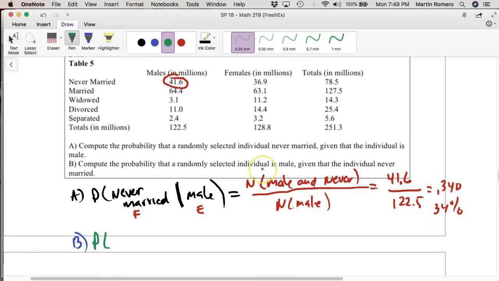Okay. B, what's the probability that the individual's male, given that they never married? So it sounds very similar to the first one, but they're not the same. They're different values. What's the probability of never marrying, given that you're a male, versus what's the probability of being a male, given that you never married? And so in this case, this is your F and this is your E. And so we're going to use our formula.